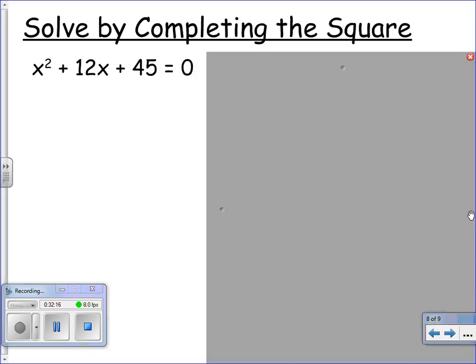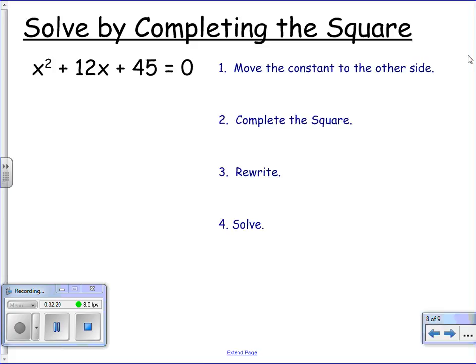We're going to do one more, and I'm going to breeze through this one. I'm going to uncover my 4 steps, and I've really shortened them. These are the things that I tell myself in my head as I'm doing a problem. These are the different things that I've got to run through. So, of course, I'm going to move the constant to the other side. Then I'm going to complete the square. I'm going to rewrite it, and then I'm going to solve it. Okay, so in the basics, those would be the directions that I would be giving myself.